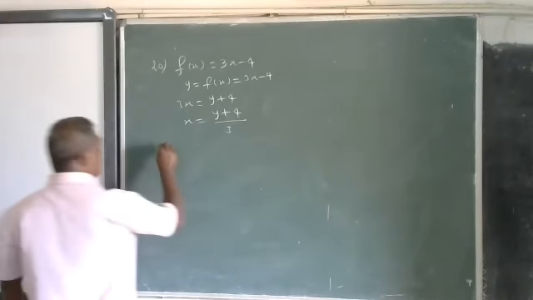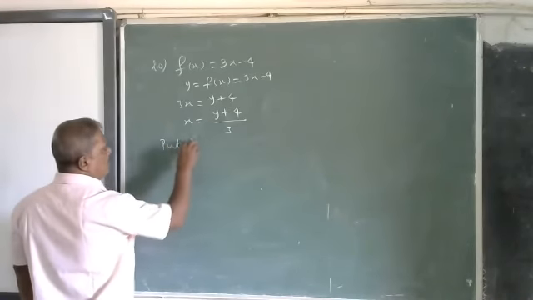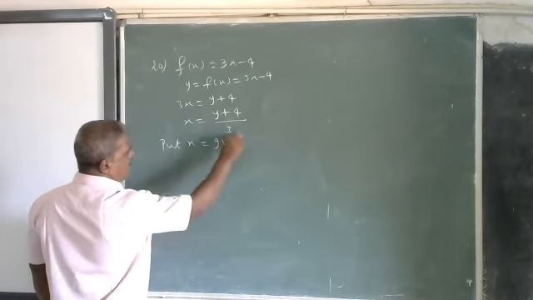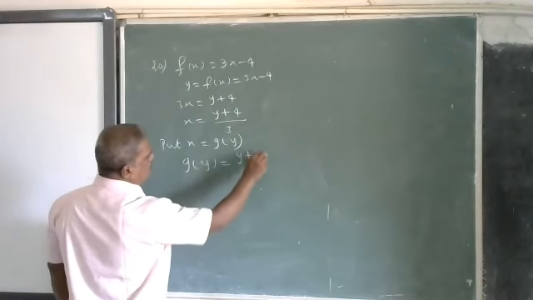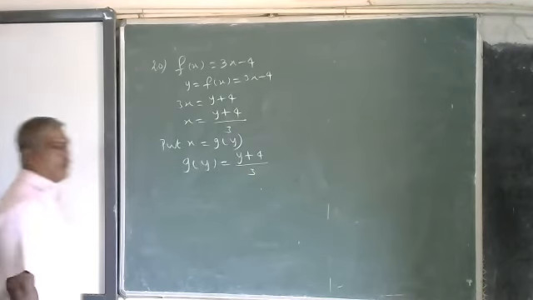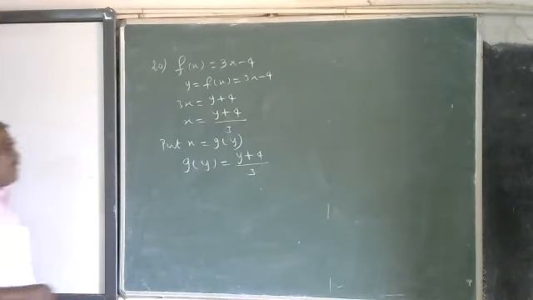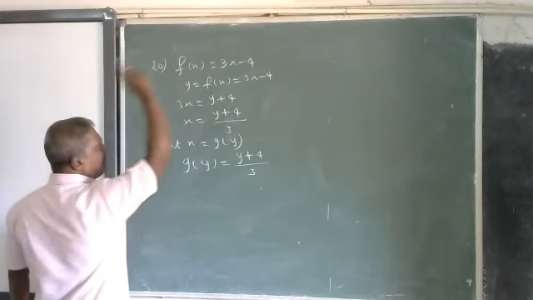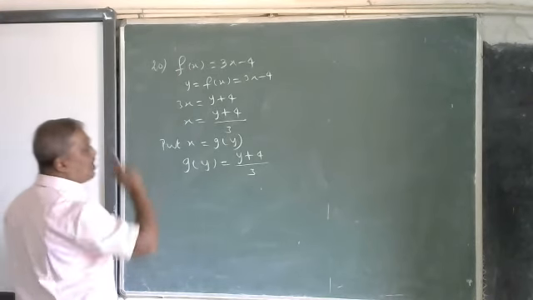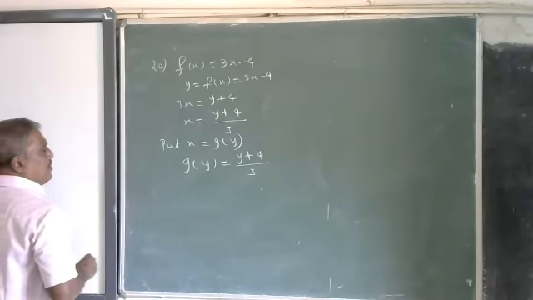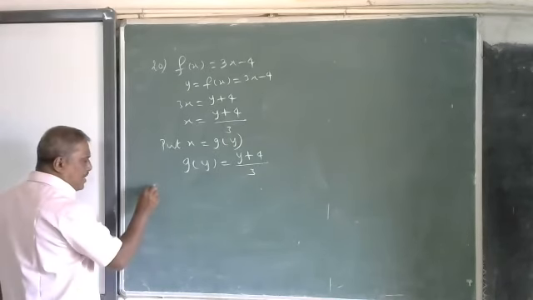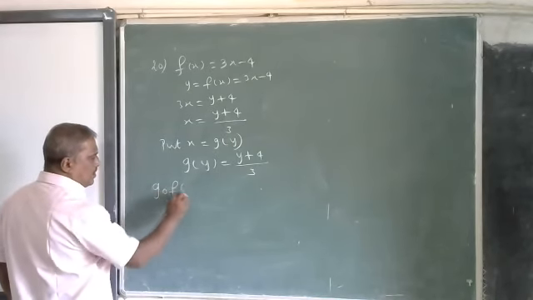Put x equal to g of y. Then g of y equal to (y plus 4) by 3. f of x equal to 3x minus 4, then g of y equal to (y plus 4) by 3.